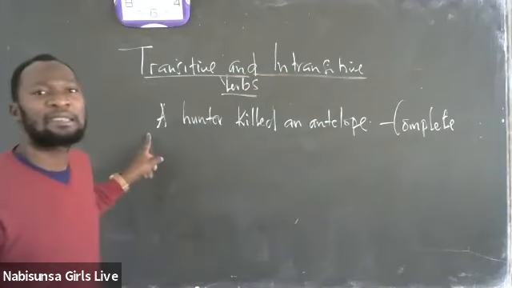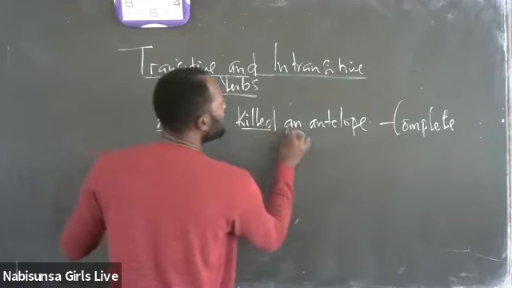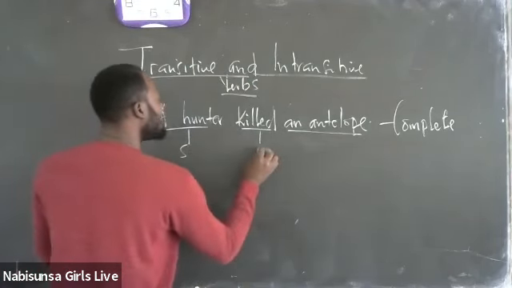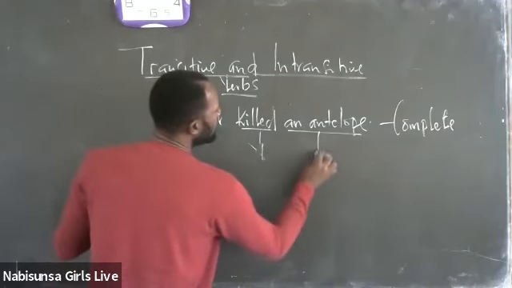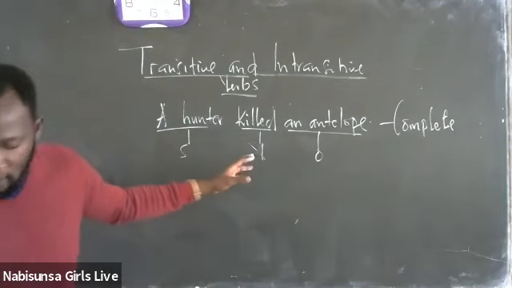Why? It has the subject, a hunter. You see, it has the subject, it has the verb, and it has the object. This one is the subject. This one is the verb, right? Verb, and then this one is the object. Now the sentence is complete, all right?